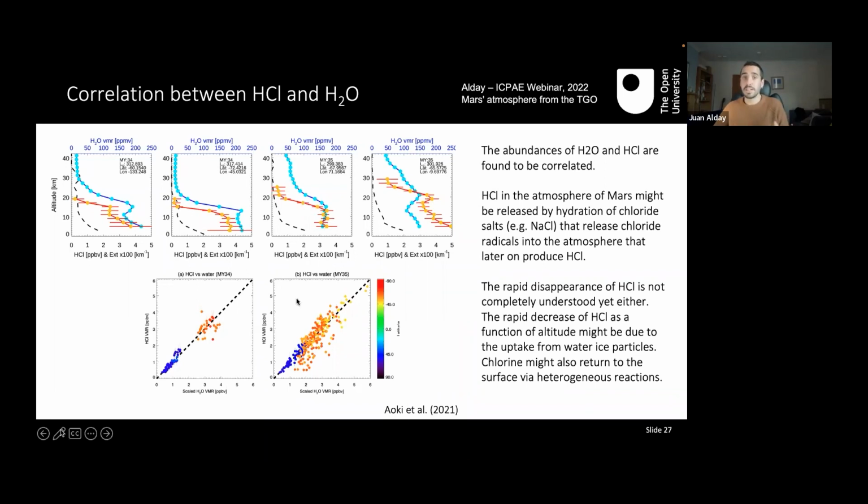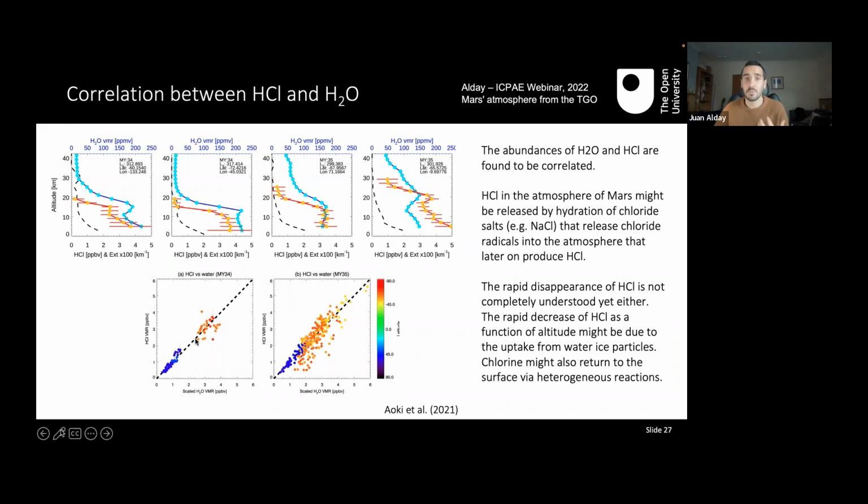So when you look at the correlation between these, they are indeed correlated. So then what we are seeing is a correlation between water vapor, dust in the atmosphere, because it happens during perihelion, and then the abundance of hydrogen chloride. So the hypothesis is that probably the source of HCl in the atmosphere of Mars might be the hydration of chloride salts, like sodium chloride, that could release chloride radicals into the atmosphere and then finally form HCl. That is the main reservoir of chlorine in the atmosphere of Mars.